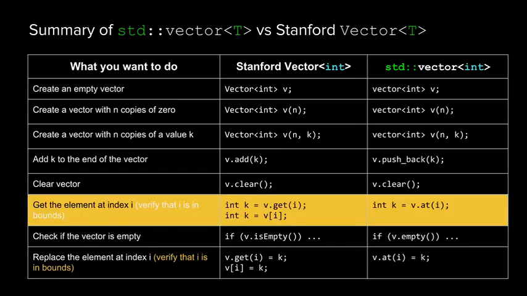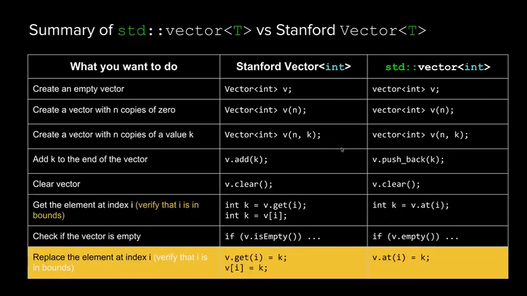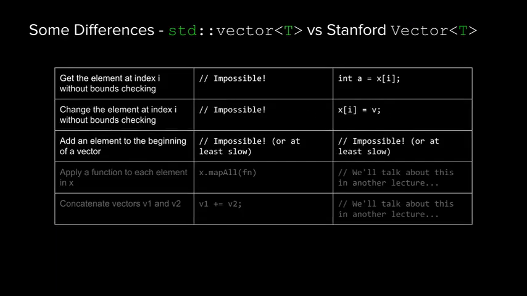To get an element, the Stanford vector bounds checks by default. Standard vector doesn't. If you call v.at, it will bounds check. And then it's the same thing with inserting. And then basically everything else is the same. So the biggest takeaway in an interview: don't call .add, call .push_back. You look like you know C++ and it'll be great.